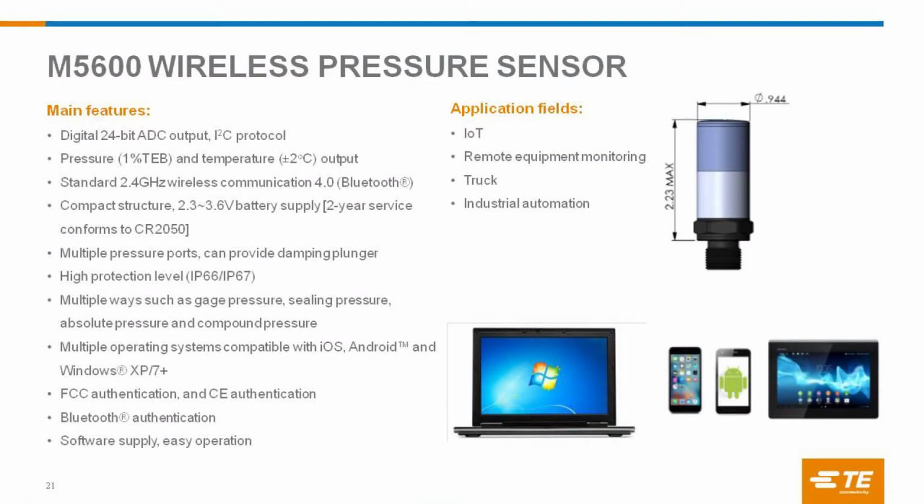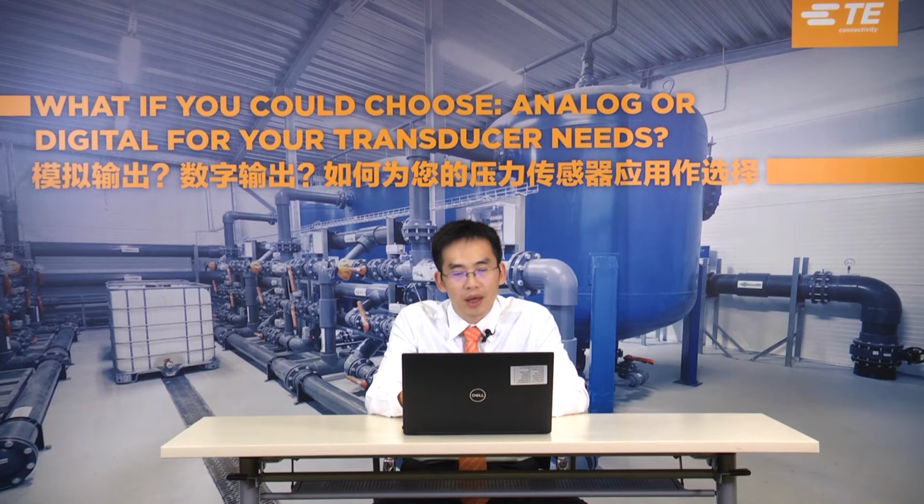The M5600 wireless pressure sensor is another powerful tool for us to address the IoT market. To enable us to provide a solution to IoT applications, we have this M5600. It's small in size, powered by a battery, and it has a 1% total error band. We have the software interface, so customers can use that interface through a laptop, PC, or cell phone, and you can acquire the signal from the M5600 in a remote position.